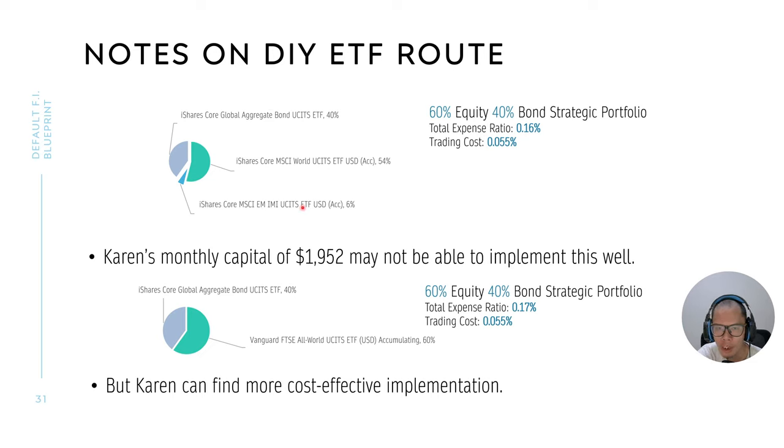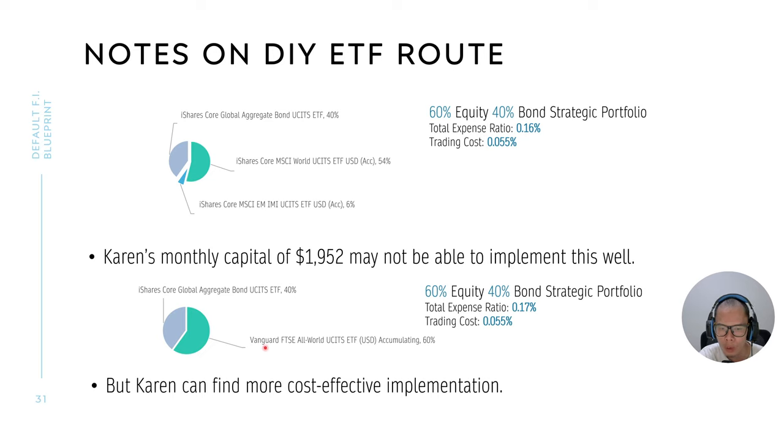Remember that I said for Karen, this might be a good portfolio, three funds. But with her capital of, let's say, $1,952, Karen might not be able to implement this well. Now, the good thing out there is that there are a few ETFs, and there might be a simpler, lower-cost implementation of this.